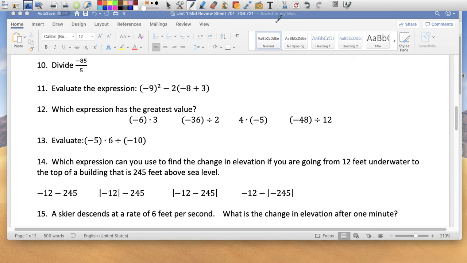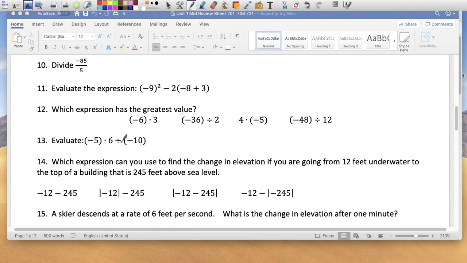Which one has the greatest value? Okay, so this is backward from the previous one. So this is negative 18, this is negative 18 again, this is negative 20, and this is negative 4. Which of these four numbers is furthest to the right on the number line? Negative 4. Furthest to the right, not closest to 0, furthest to the right.